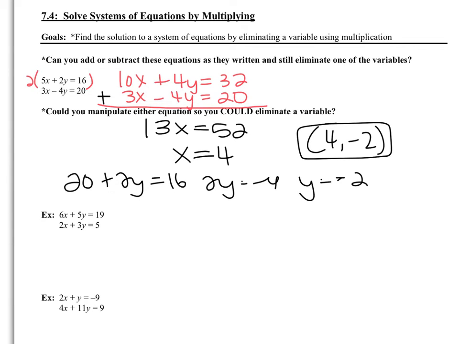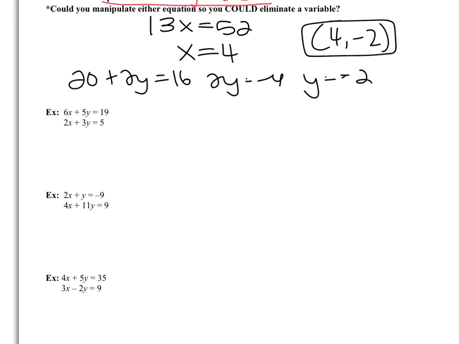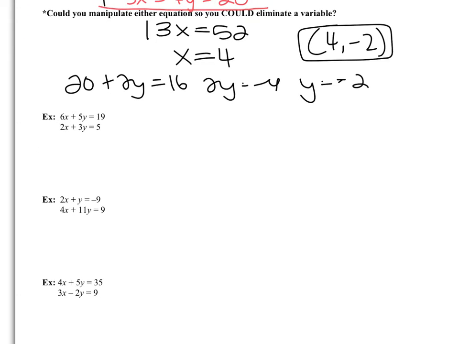So as long as you're multiplying by the exact same number all the way through, you're allowed to change an equation. And again, this one I multiplied by 2, but this one I didn't multiply at all. I didn't have to. So you're going to try these 2 examples right here. Pause the video, press play when you're ready to check your answer.